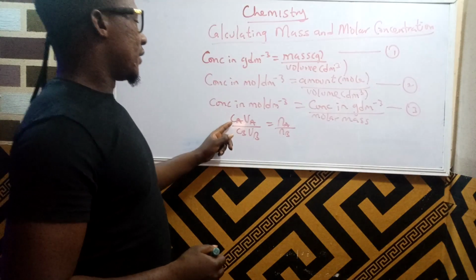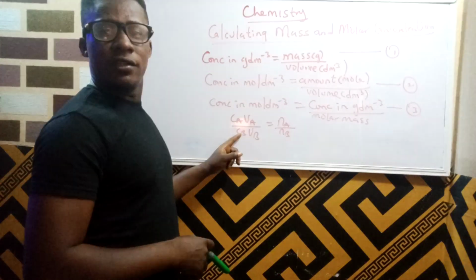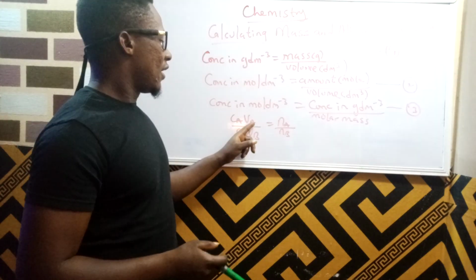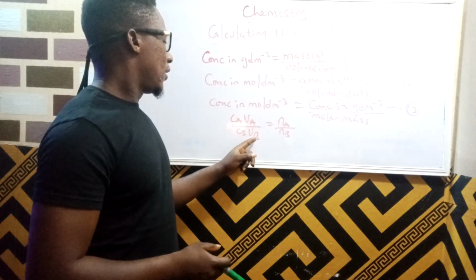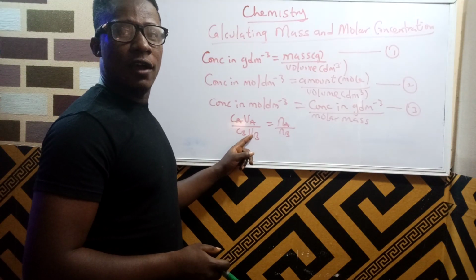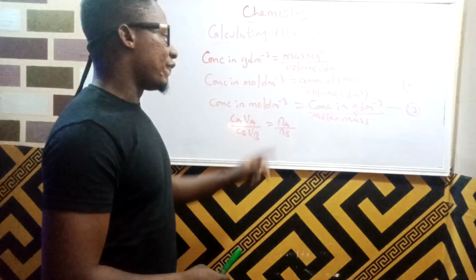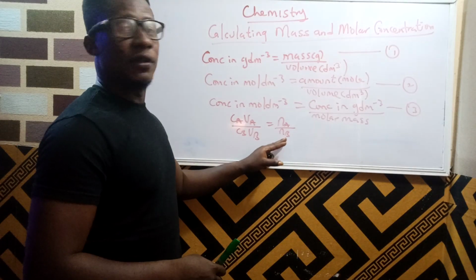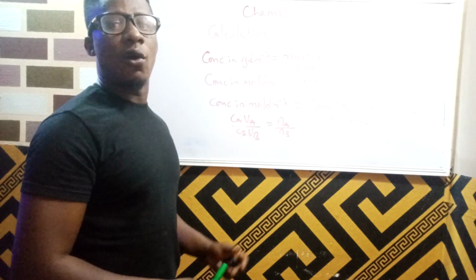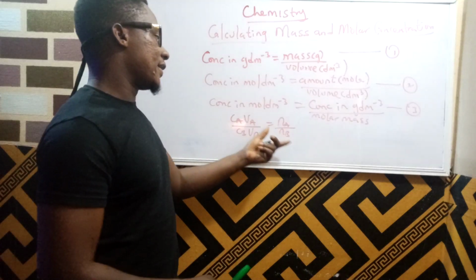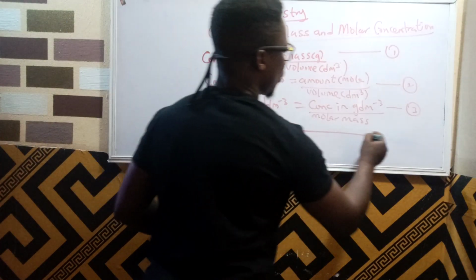CA is the concentration of the acid in mole per dm cube. CB is the concentration of the base in mole per dm cube. VA is the volume of the acid in centimeter cube. VB is the volume of the base in centimeter cube. NA is the number of moles of the acid and NB the number of moles of the base. You usually find NA and NB in the equation, the coefficients of the acid and the base. Let's call this one equation 4.